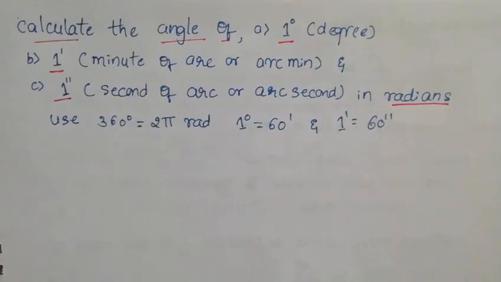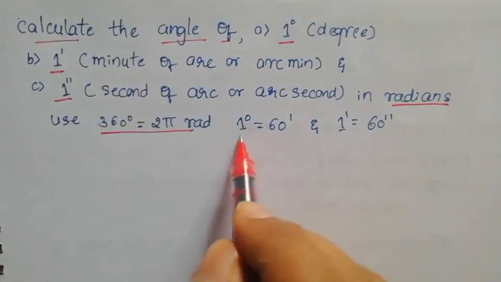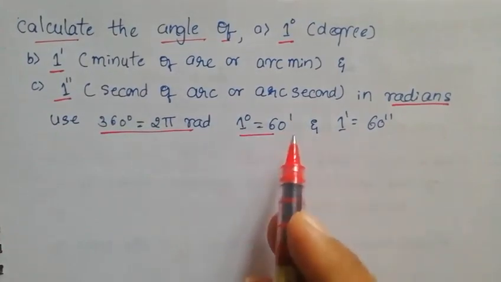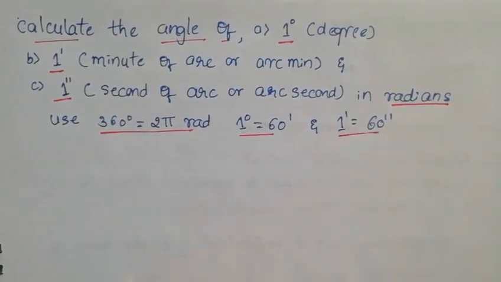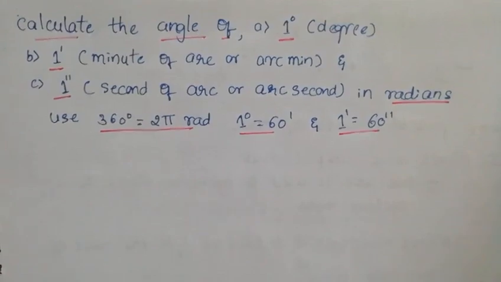Given that 360 degree equals 2 pi radian and 1 degree equals 60 minutes. So if 1 prime is there, it is minutes. If double prime is there, it is seconds. So 1 minute equals 60 seconds. They have given this, and we need to use this in order to convert.